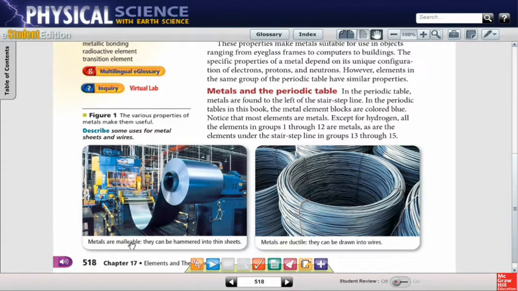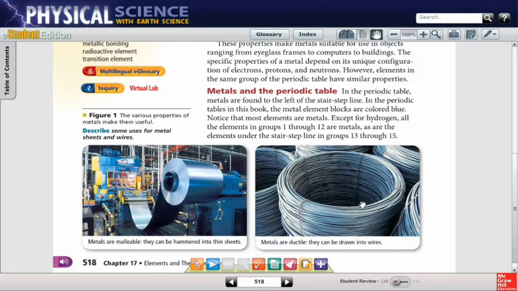Metals are malleable, the picture says. They can be hammered into thin sheets. So that's a good word right there, malleable. And it's one of the words we were looking for. If a metal is malleable, it can be hammered and made into different shapes, in this case, thin sheets.